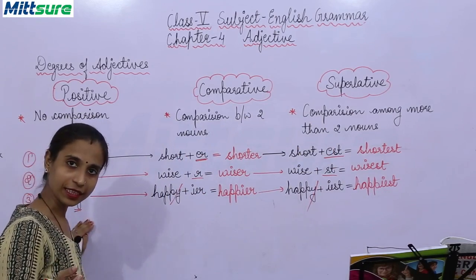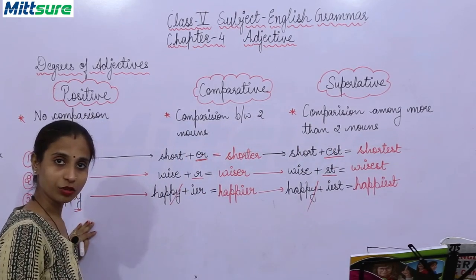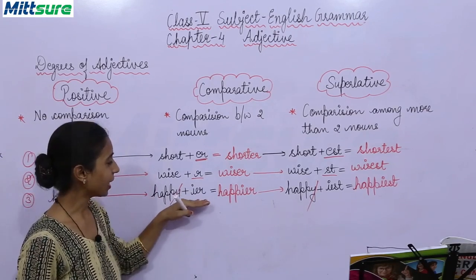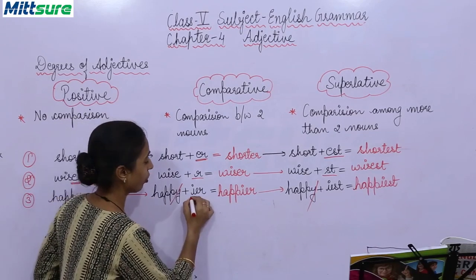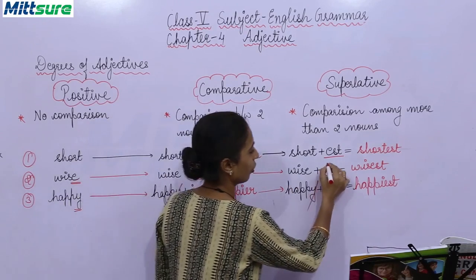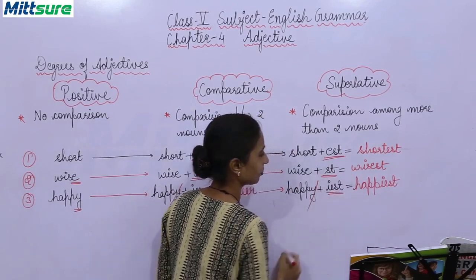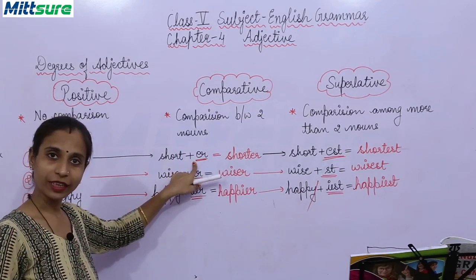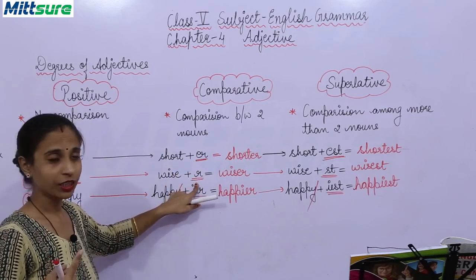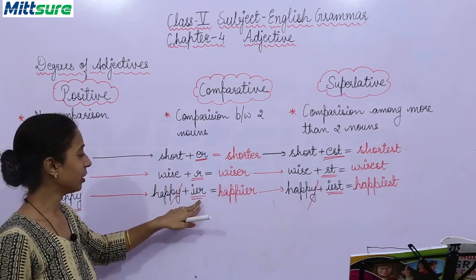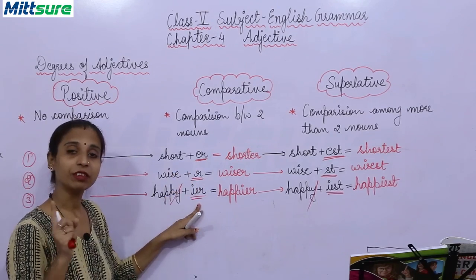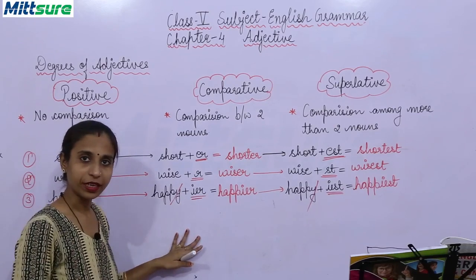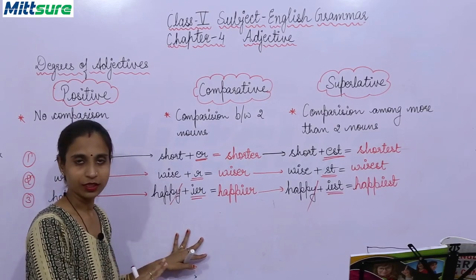Happy: the word is ending with y, having a consonant before it. Then in the comparative degree, remove y, add ier. Just remember what we are adding. The basic rule is to add er. If the word is already ending with e, then only r. And if the adjective is ending with y, having a consonant before it, then we are going to add ier and eliminate y. I hope this is clear to you.